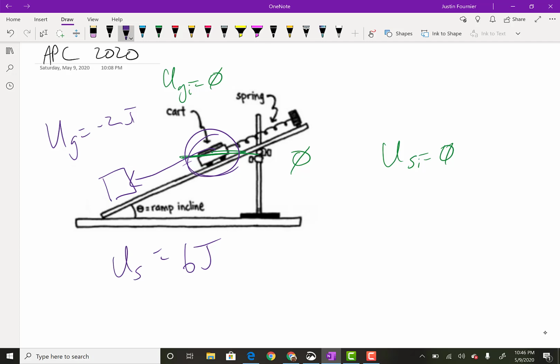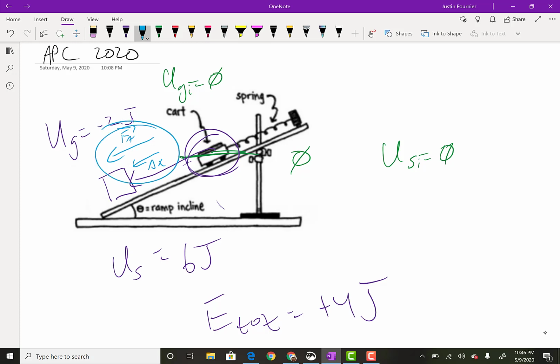So it's got 6 joules of spring potential energy. What's the total energy of the system? The total energy of the system now is equal to +4 joules. And that's because I did work. I displaced the cart with a force this way at a displacement this way, and that's positive work that I did that put positive energy into the system.